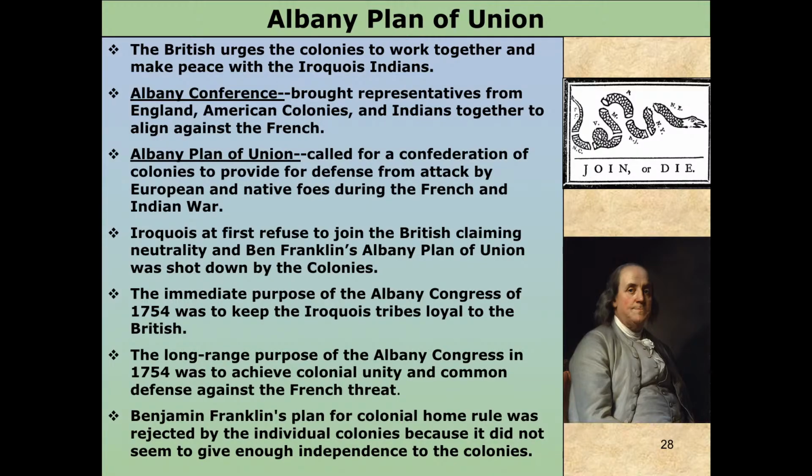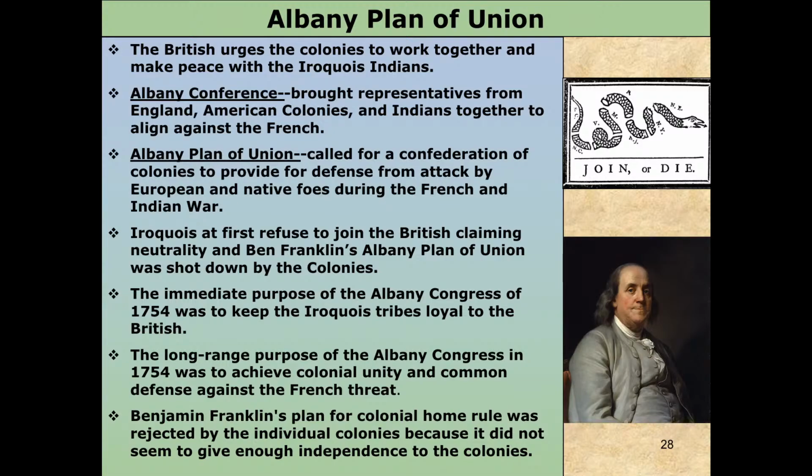here at the Albany Conference, we've brought together representatives from Great Britain, representatives amongst the 13 colonies, and representatives amongst the Native American tribes, which are part of the Iroquois Confederation. So, here at the Albany Conference, this is when Benjamin Franklin draws up the plans for the Albany Plan of Union. And he's essentially telling the colonies, hey guys, why don't we come together and unite for a common defense?